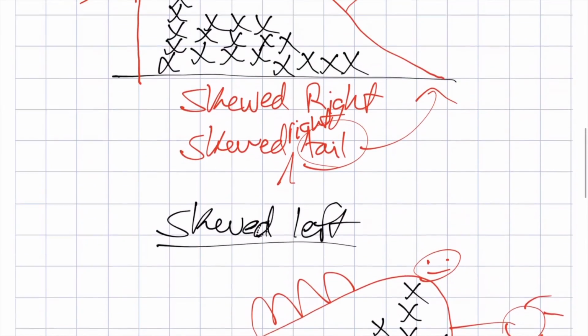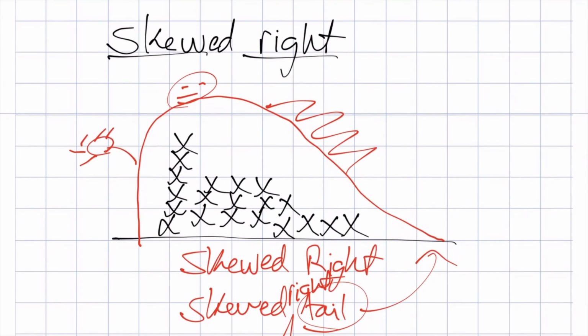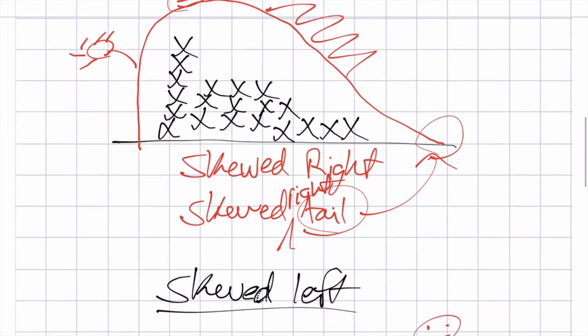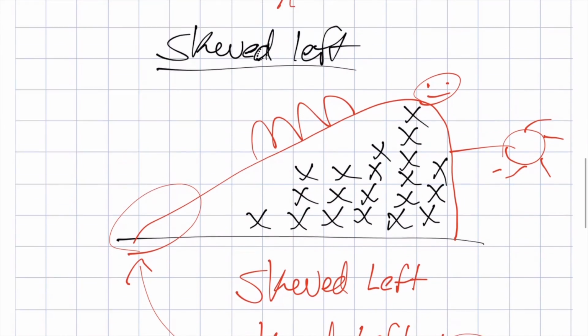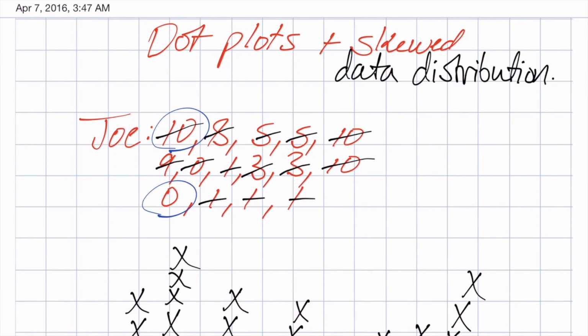That's it. Symmetric, skewed right, skewed left. Okay? And we have our dot plot. Sorry for all the mistakes. I hope this was helpful.